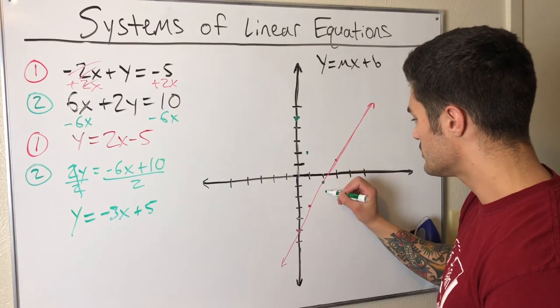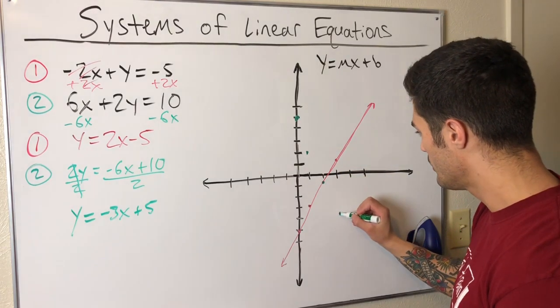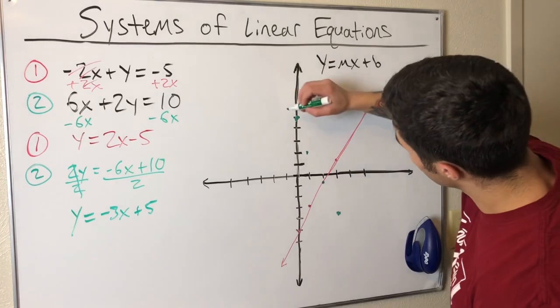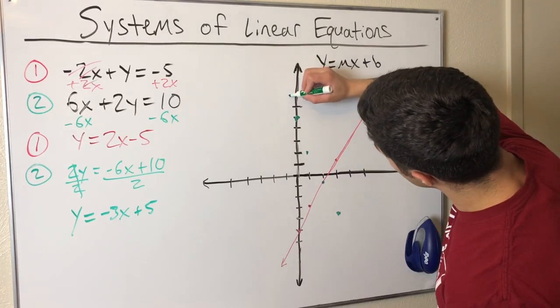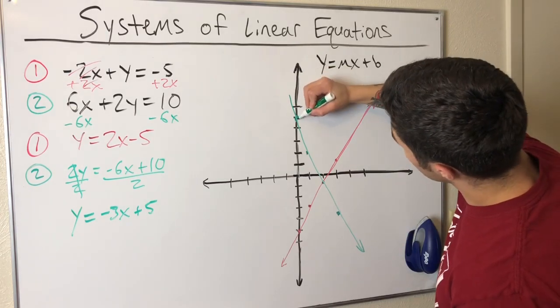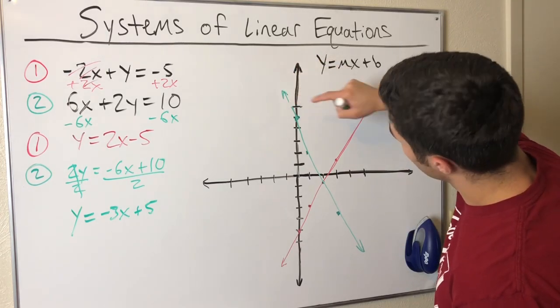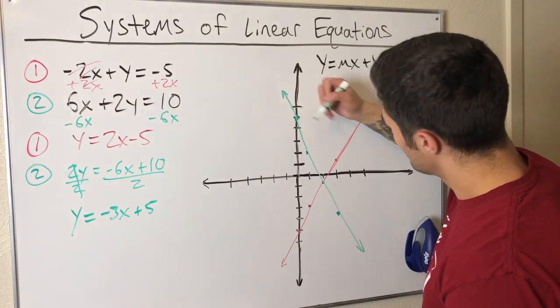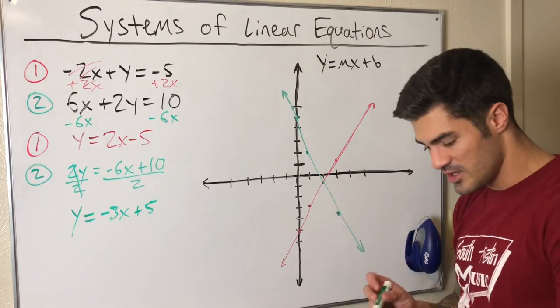Oh, it looks like this is the intersection. But we can verify that to make sure. Let's see, I'm going to draw my line through here. This is not perfect. I'm so sorry. Okay. So I drew my line through here. It looks like this is the intersection.